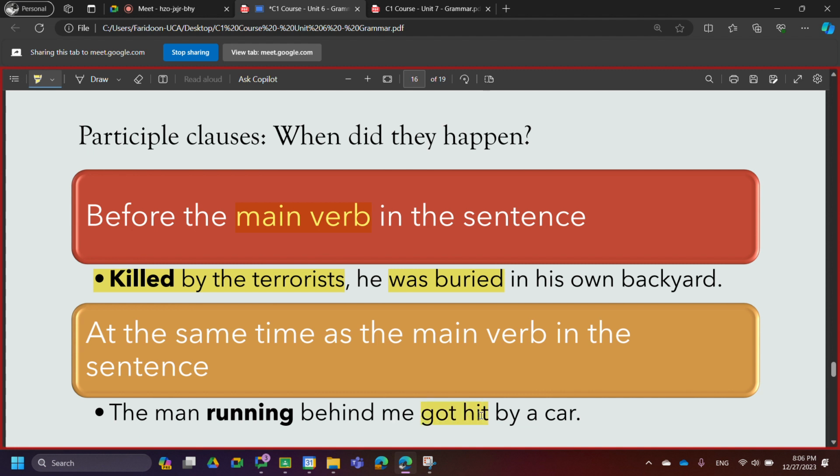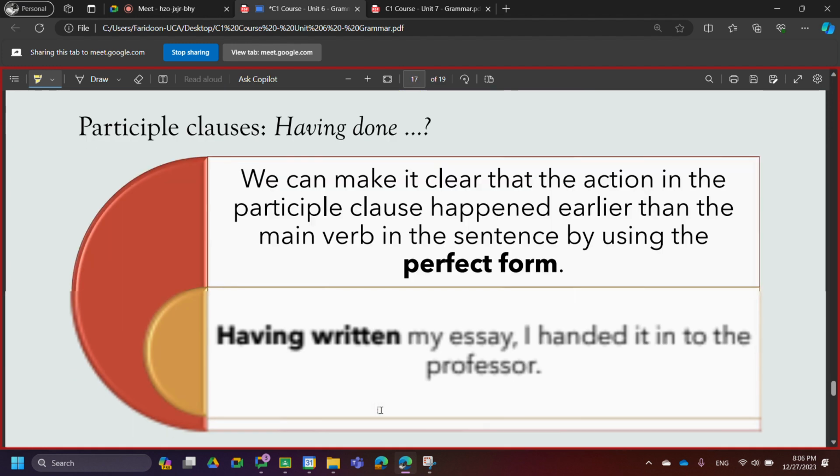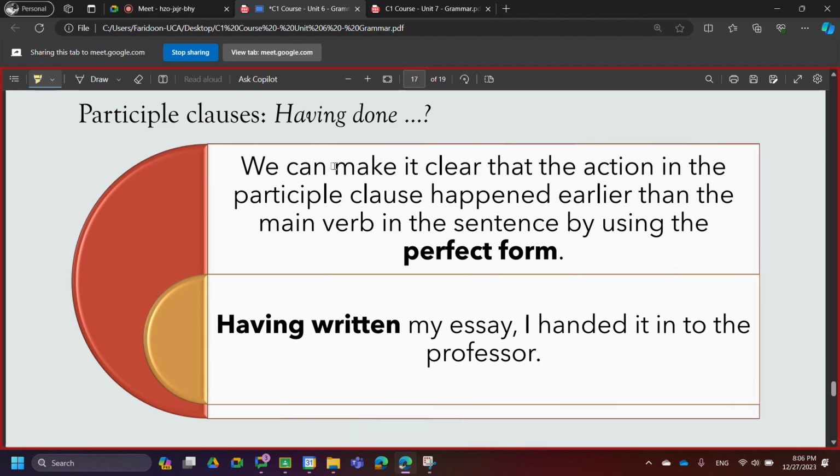So "got hit" is one main verb, and "running behind me" is another, what we call a participle clause. When you have them both together, it's something that happens at the same time. He was running behind you at the same time that he was hit. So yeah. Okay. Continuing.